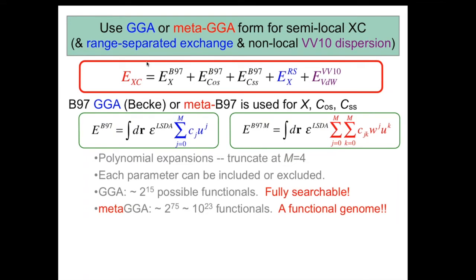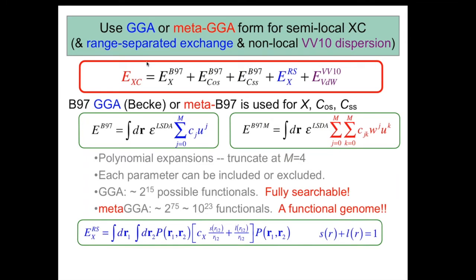So for the GGA, the second last line, we have 5 times 3, which is 15 possible parameters. Each one could be included or excluded, so that's 2 to the 15th possible functionals. That's a number on the order of 10 to the 5th. For the meta-GGA, we're on the order of Avogadro's number. We actually go up a little higher than n equals 4. That's the origin of the functional genome.